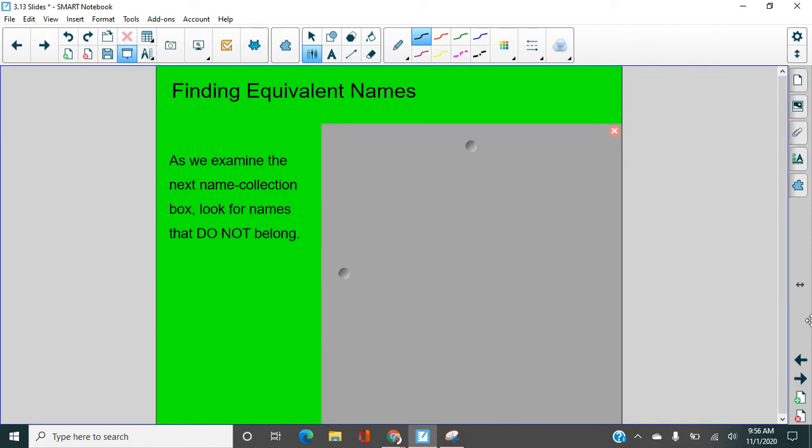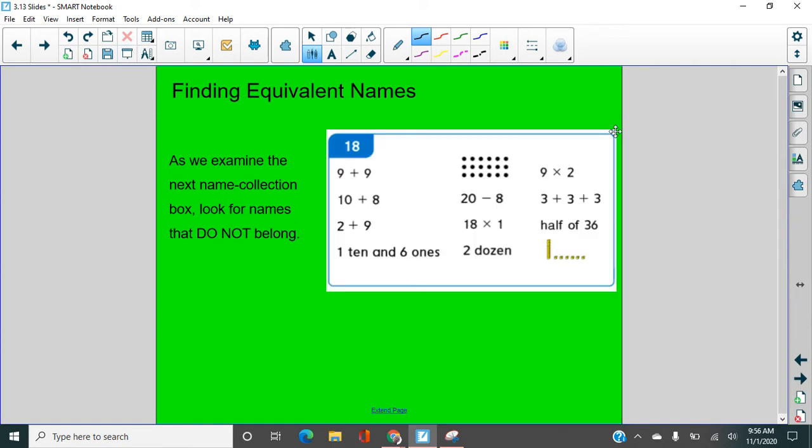Sometimes we might have to figure out what doesn't belong here, right? So we're going to cross out something that doesn't belong. Well, how are we going to do that? Well, we have to think about what each one of these would be, right? So 9 times 2 equals 18. Yep, that fits. And how do I know? Because there's the 18 right there. So this is a box of expressions that equal 18.